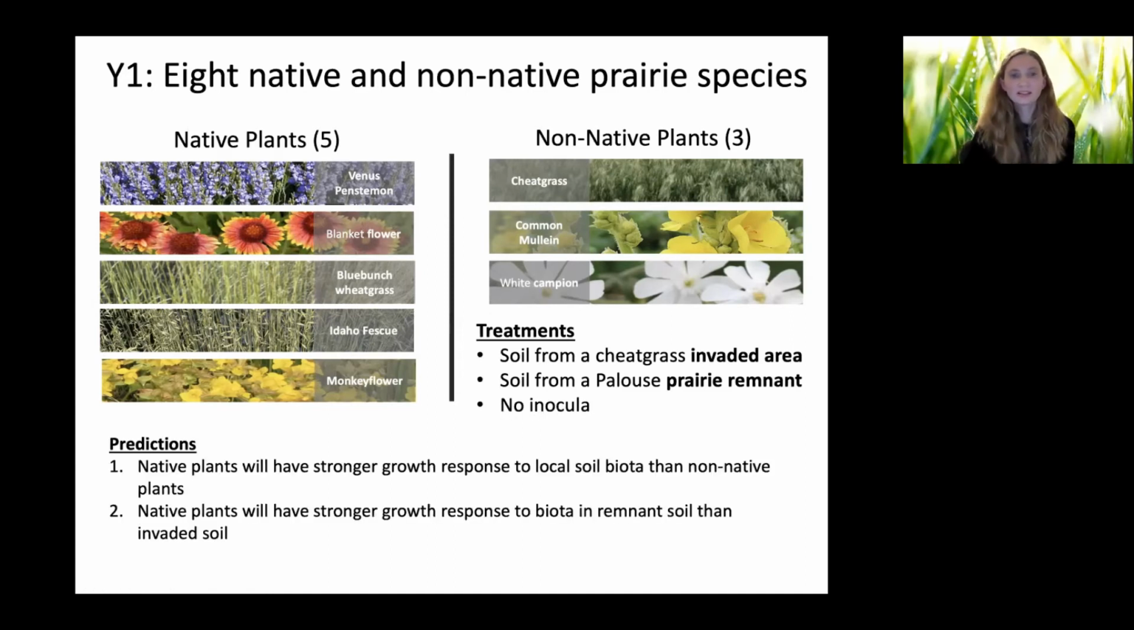And what we predicted is that the native plant species would have a stronger growth response to the microbes in the soil, in the local soil, than the non-native plants. And we also thought the native plants would have a stronger growth response to the soil organisms in the remnant soil compared to the invaded soil.